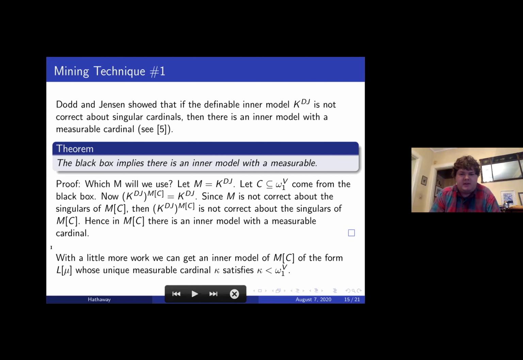I want to make a small comment here that in M[C], we had an inner model with a measurable cardinal. I claim with just slightly more work, you could get an L[mu] model whose measurable cardinal is strictly less than the omega 1 of V.